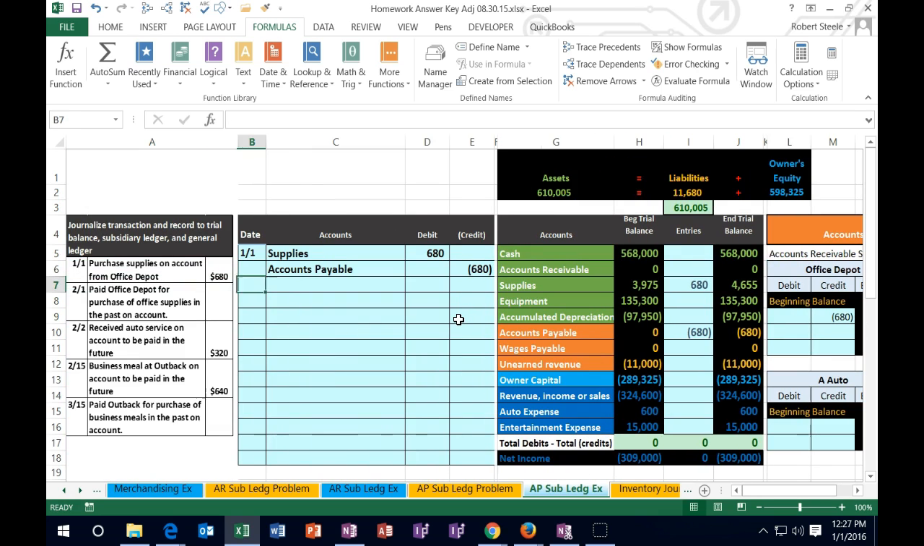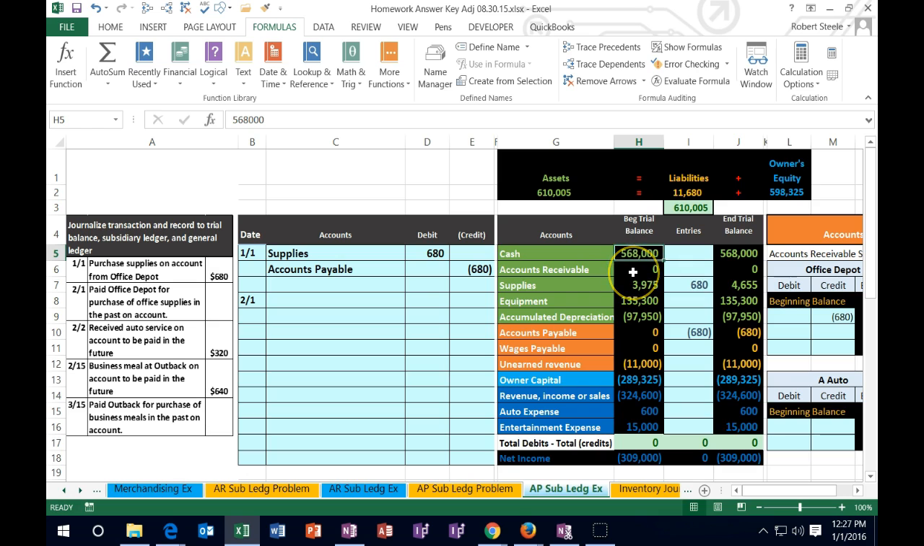Okay, so then we're going to go down here and the next entry is on 2-1 where it says paid Office Depot for purchase of office supplies. So we purchased it, now we're paying it. So that means, is cash affected? Yeah, we paid with cash. So cash has a debit balance. We need to make it go down.